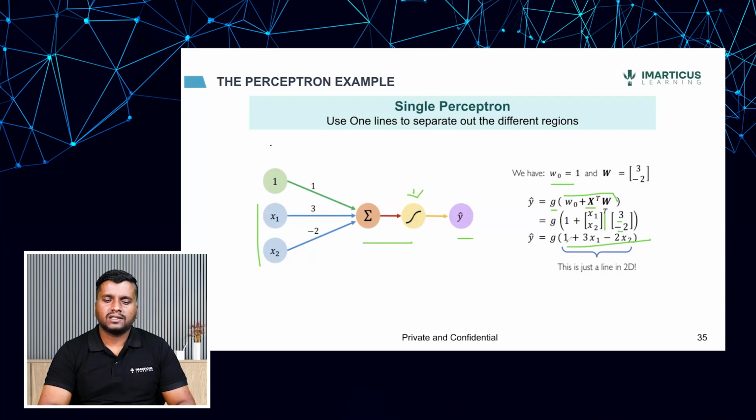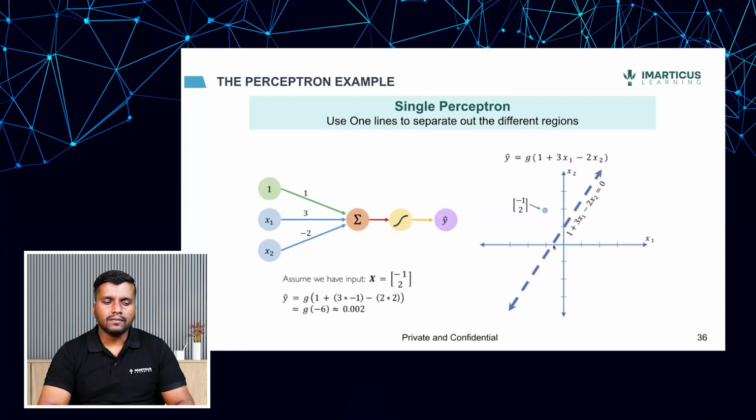So this is just a two-dimensional line, and this two-dimensional line helps us do some kind of prediction over data. So a single perceptron helps us get this value, which is a two-dimensional line, and we apply some processing or functions over it.